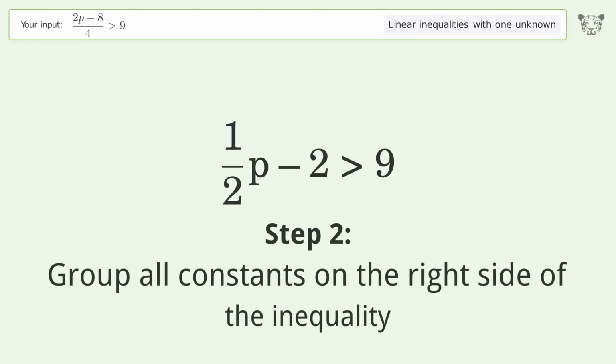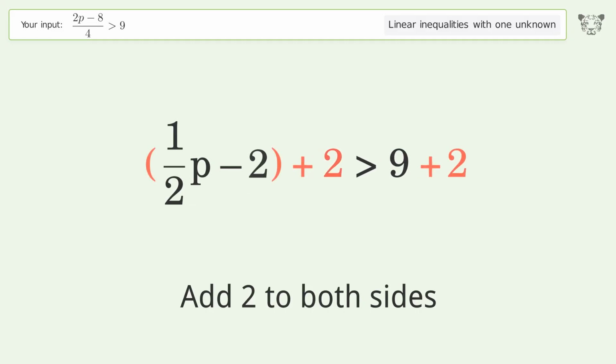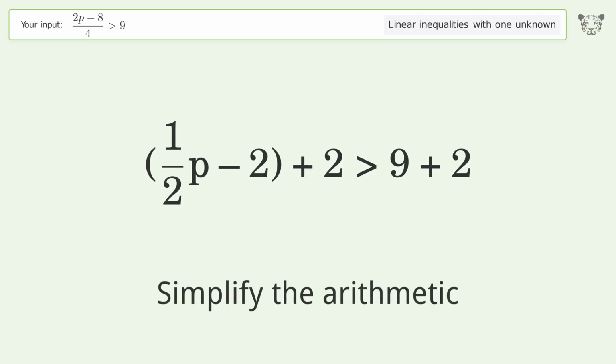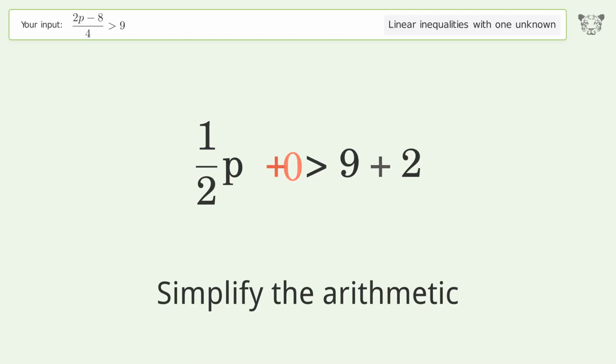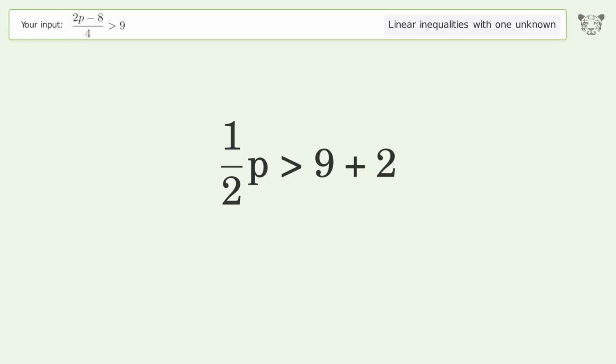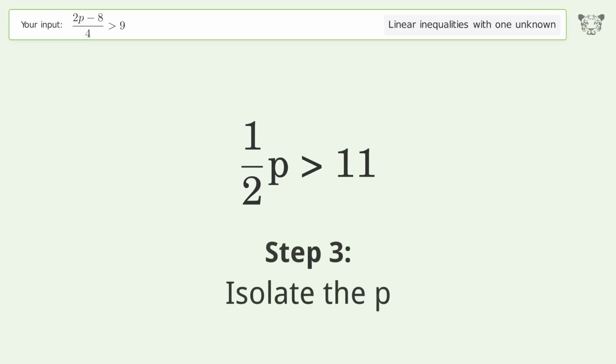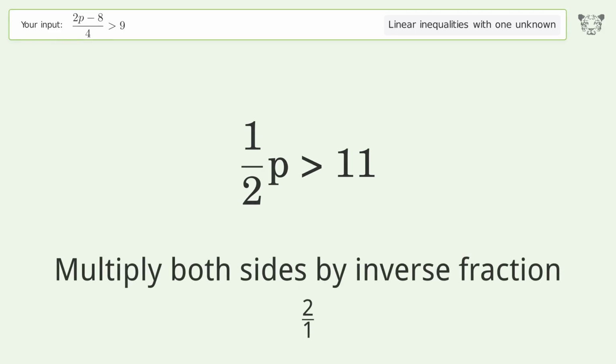Group all constants on the right side of the inequality. Add 2 to both sides. Simplify the arithmetic. Isolate the p. Multiply both sides by inverse fraction 2 over 1.